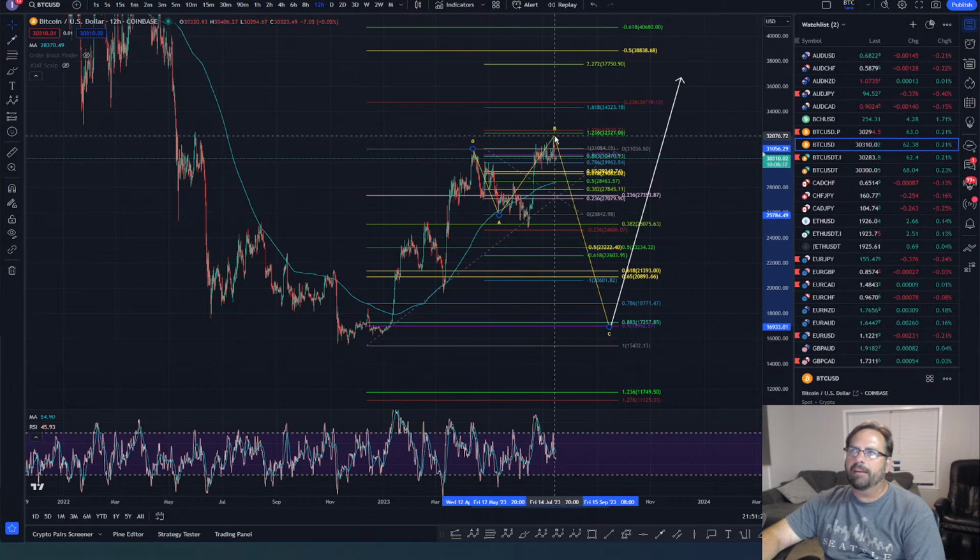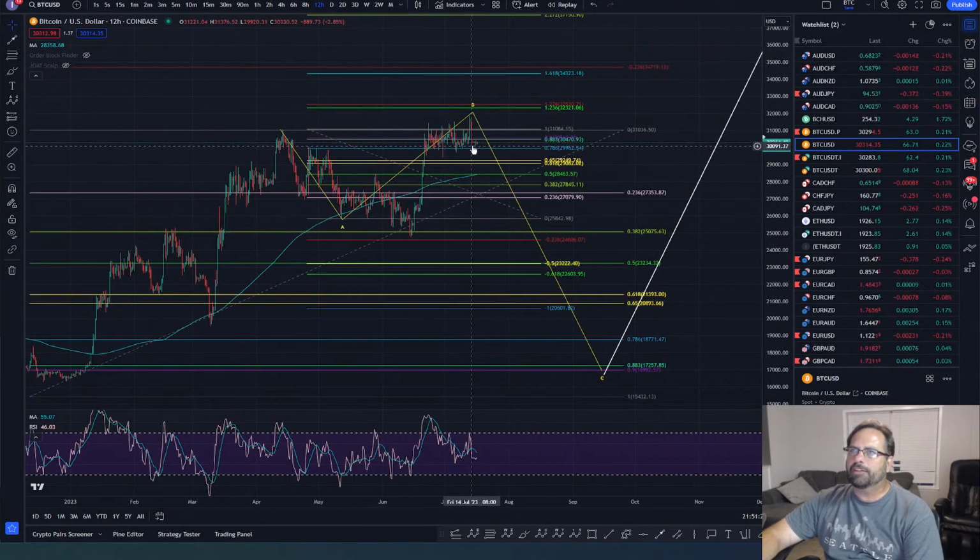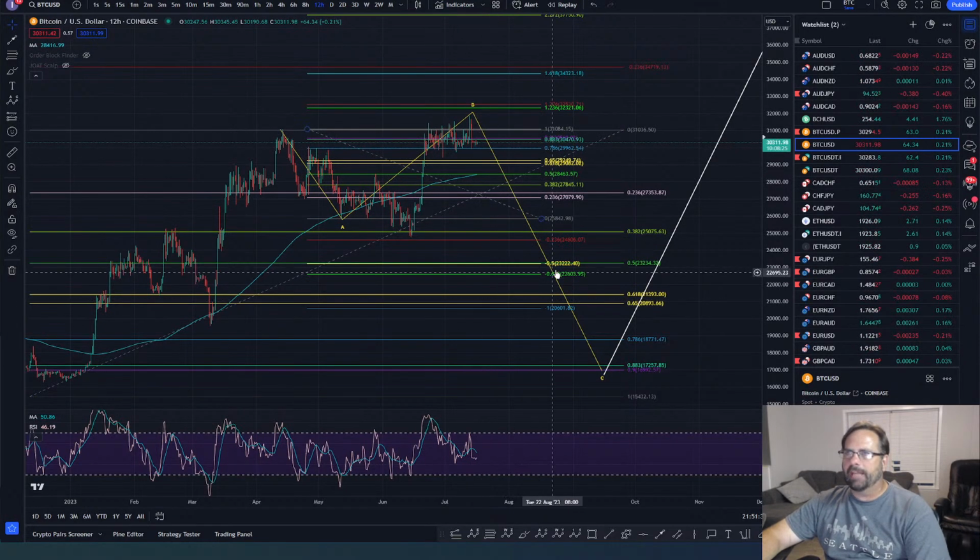Maybe it's done. If it's done, I'm looking for a 3-way pullback to retest that breakout, I mean that bearish engulfing candle on the daily. Looking for a retest of the 50% of that. So I can maybe short that as well.